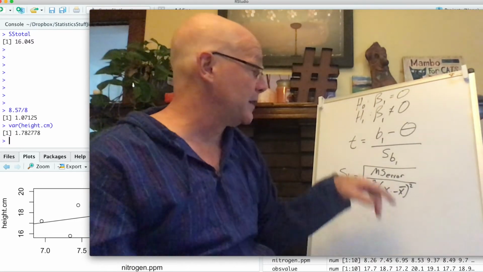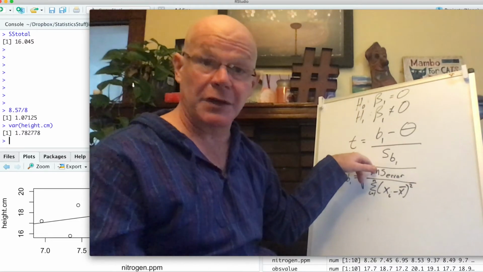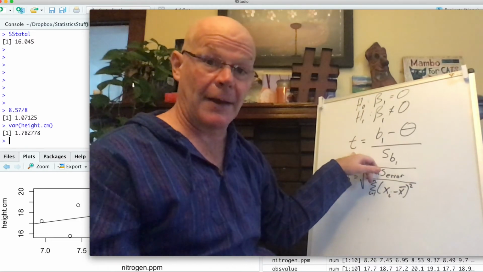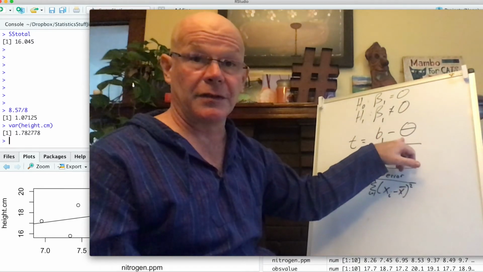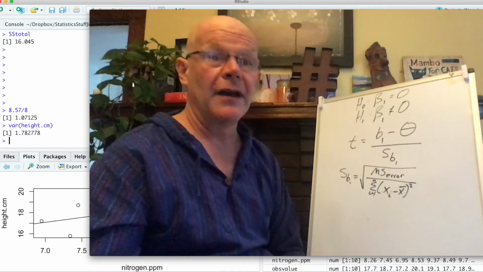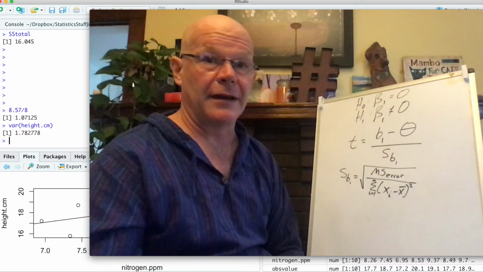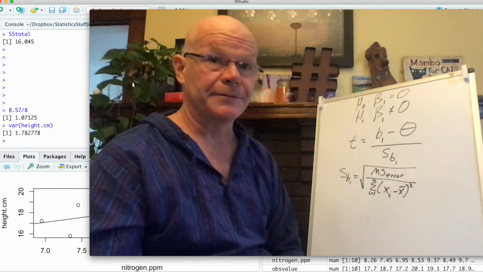What is the probability that I would get a t statistic that extreme or more extreme if my null hypothesis were true, meaning that the slope is actually theta? And in this case, the slope actually being theta is 0.